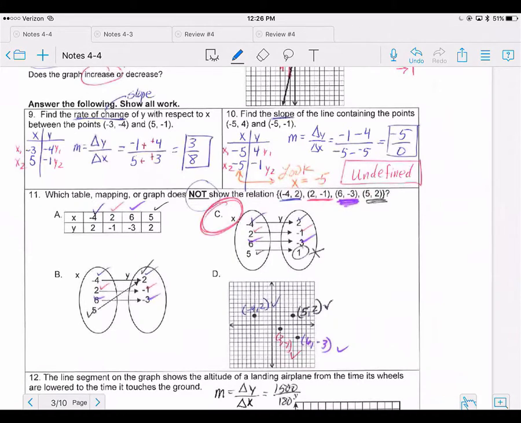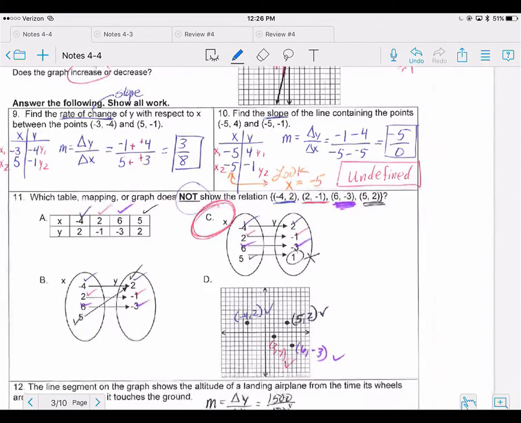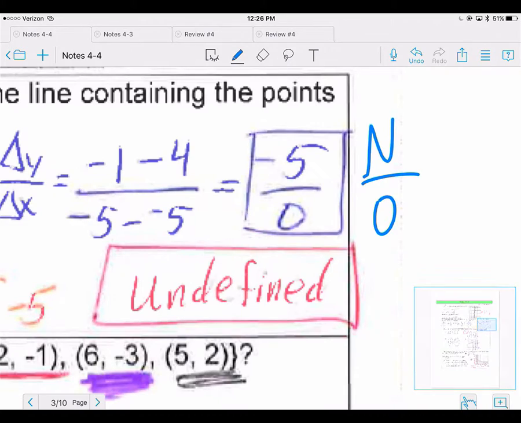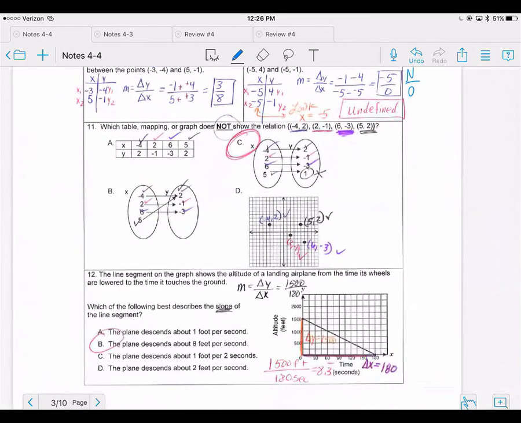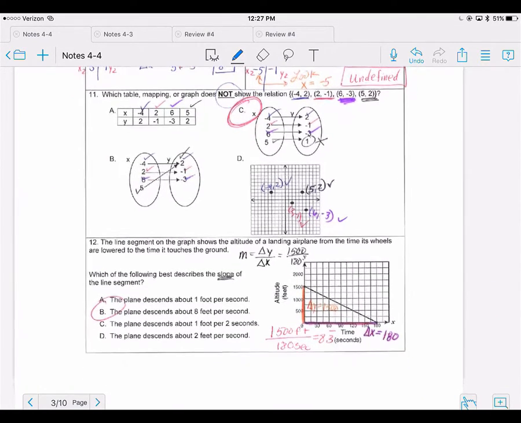On 10, we have a 0 on the bottom. Remember, 0 on the bottom is not okay. That's a big no, so it's undefined. Problem 11, which does not show this, is answer C. And then 12 is tricky.